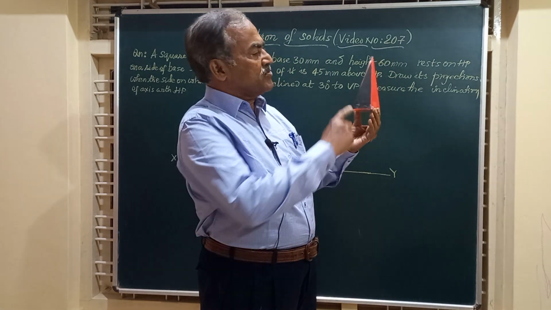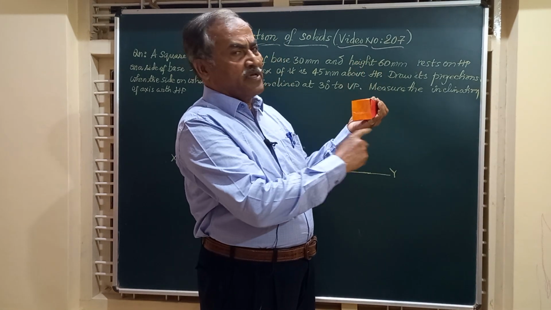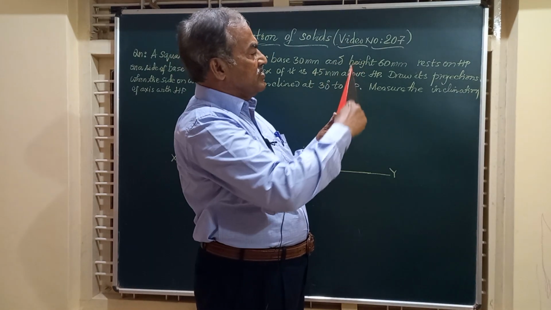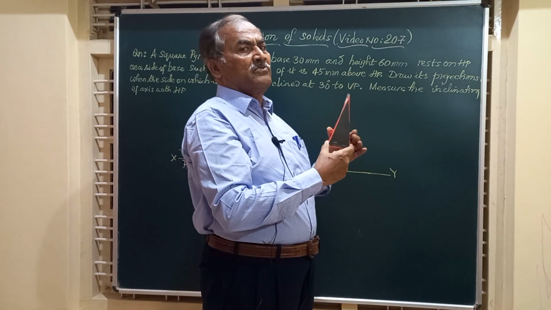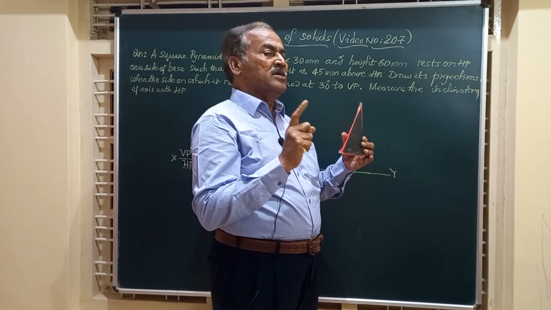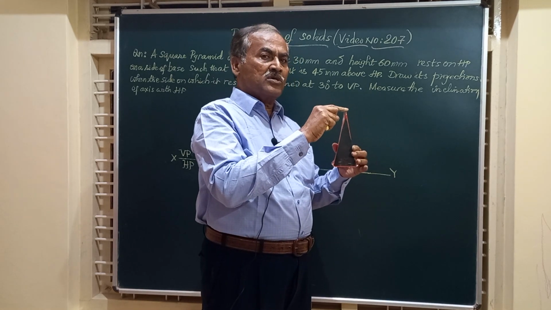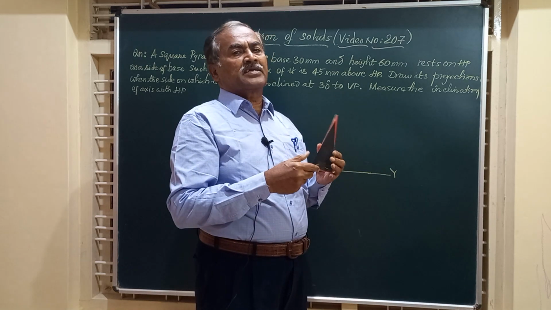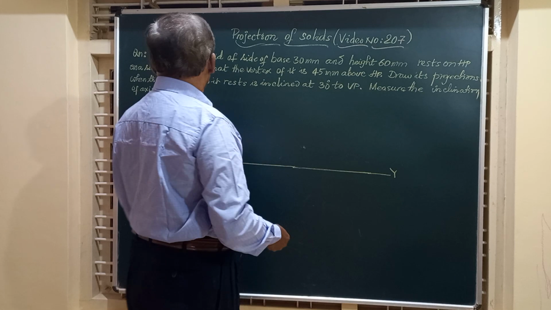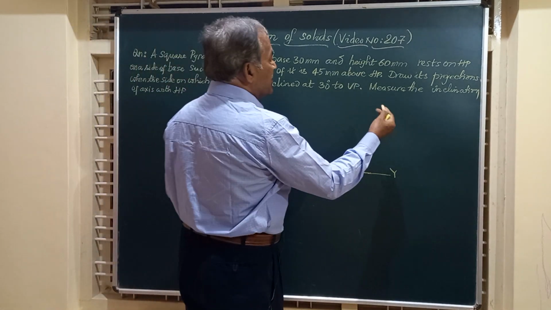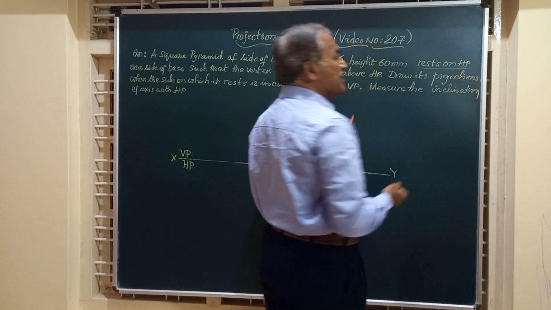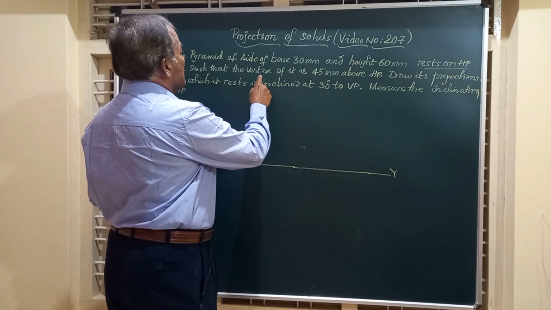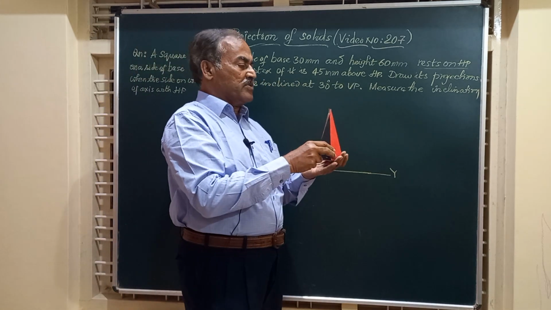So friends, a square pyramid will have a square base of the given side of 30 mm and a height of 60 mm. When I say height or the length of the axis, it is the distance between the vertex O and the center of the base. That's how we represent the length of the axis. It is resting on HP. So initially, the object has to be placed on HP such that the vertex of it is 45 mm above HP.